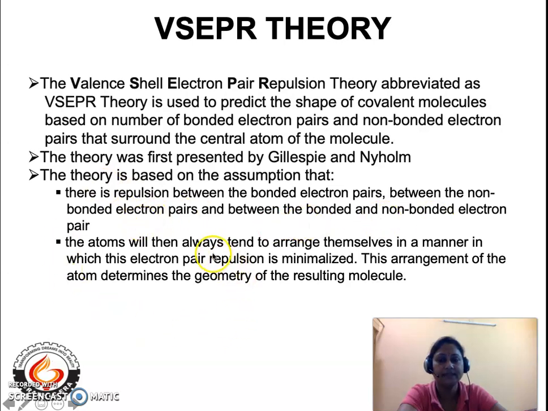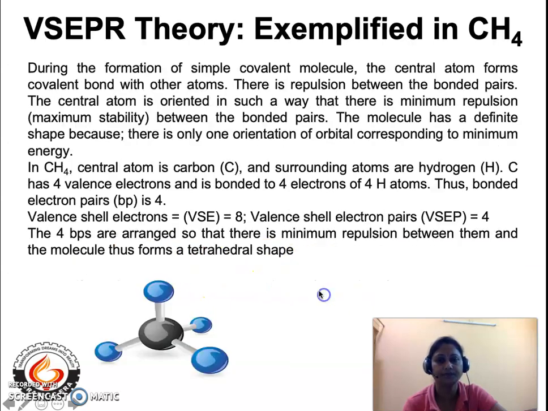Now the second assumption is that depending upon the repulsions, the atoms, that means the central atom and the surrounding atoms, will align themselves in such a way that there is minimum repulsion between the bonded and the non-bonded electron pairs. Now the final arrangement of the atoms will determine the geometry of the resulting molecule. Now let us explain this VSEPR theory by taking the example of a simple covalent molecule, that is methane.